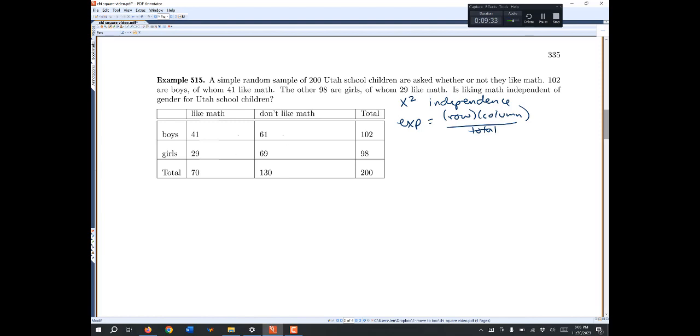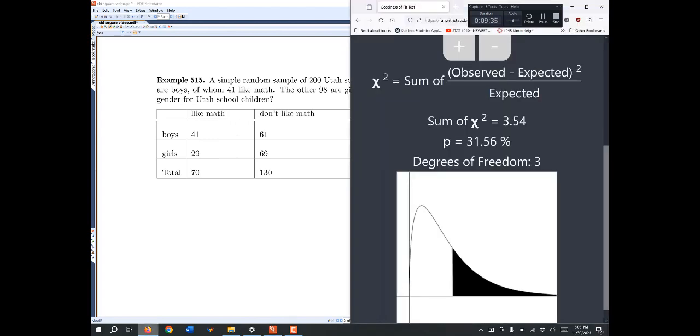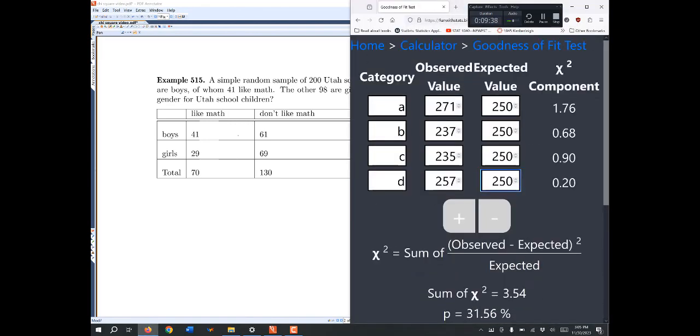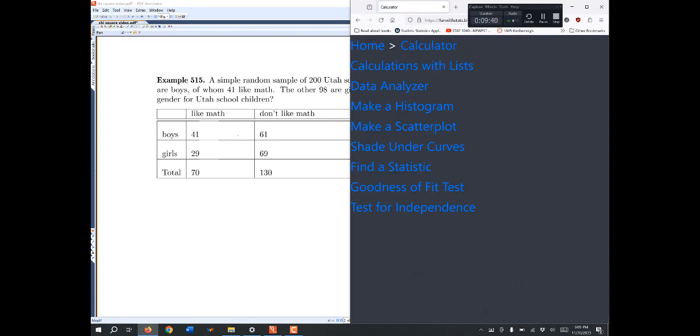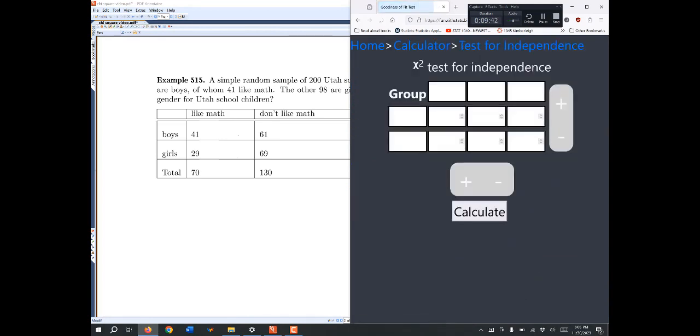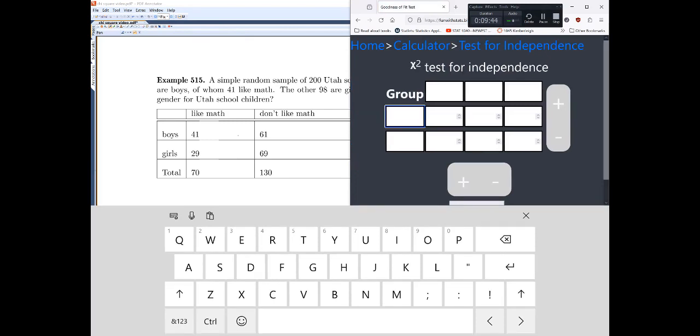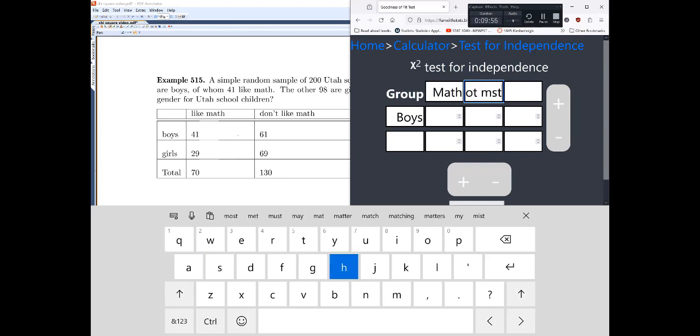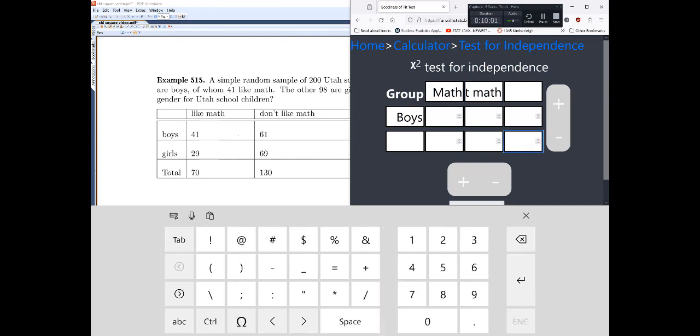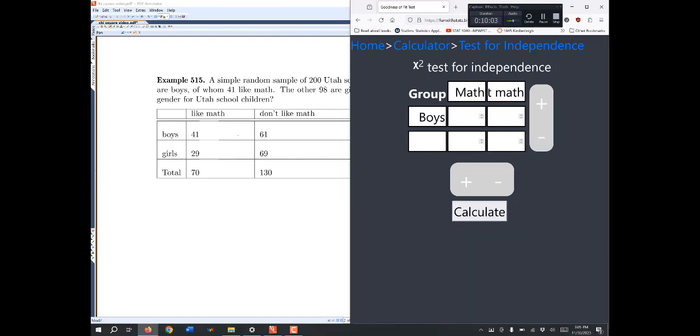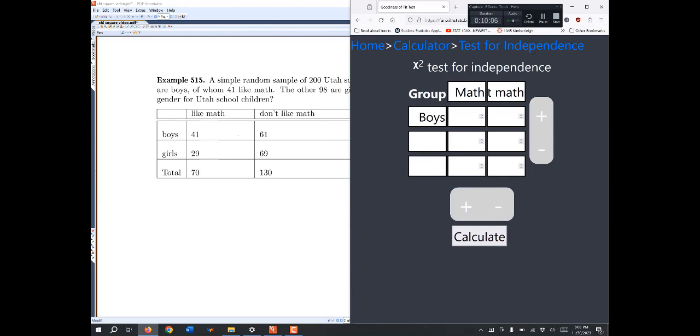If you don't want to do it by hand, you can use the calculator. So you come back over here. Again, I will give you the link to this, but you go to Test for Independence. Now you can enter all of your data into this table, and it should look just like my table over here. So I'm going to type in boys, and here I'm going to type in math, and here would be not math. And I actually don't need this third column, so I would do a minus, and it will take away that third column for me, or I could add in extra columns here if I need to.